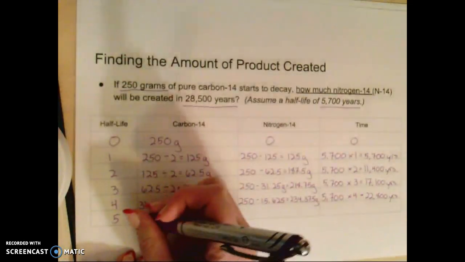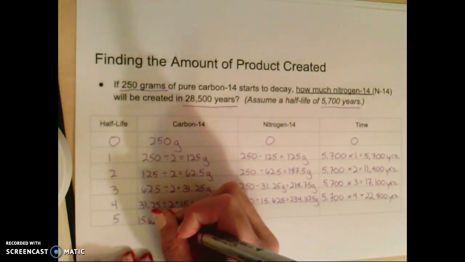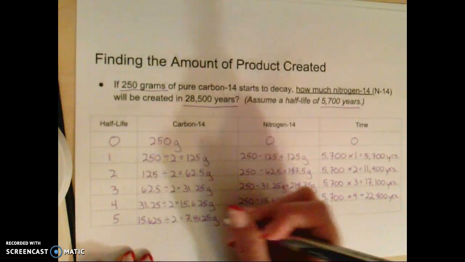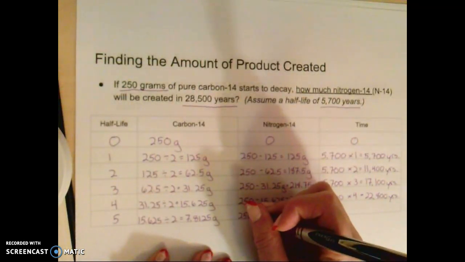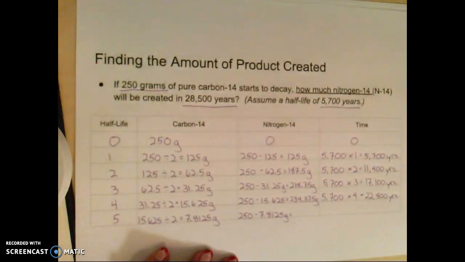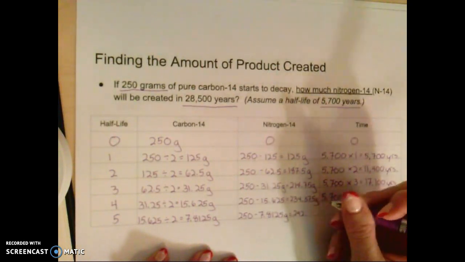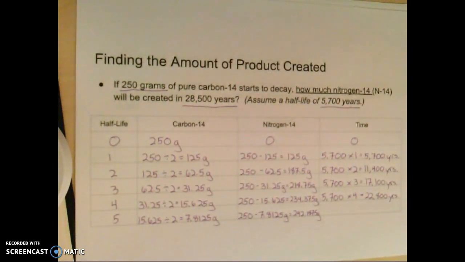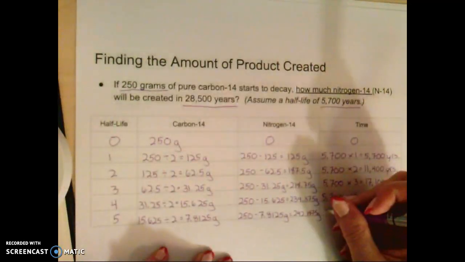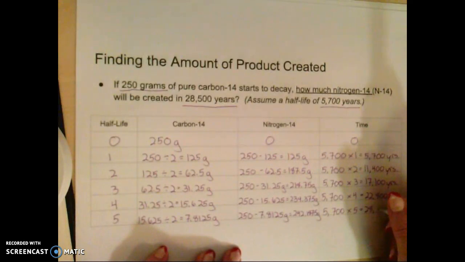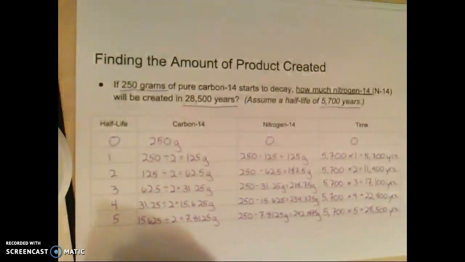After 5 half-lives, we take our 15.625, divide that by 2, and we would get 7.8125 grams. Then we take our 250 from the original, and we subtract the 7.8125 grams. Again, you don't have to put the units in your work. I automatically put them in my work just from years of doing these. It's not necessary. You only have to have them in your answer. You would get 242.1875 grams. And then we have 5,700 times 5, which would give us 28,500 years.